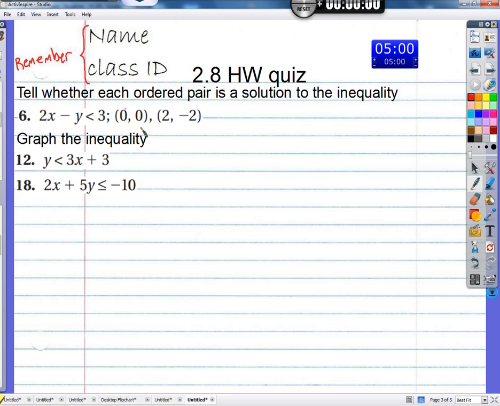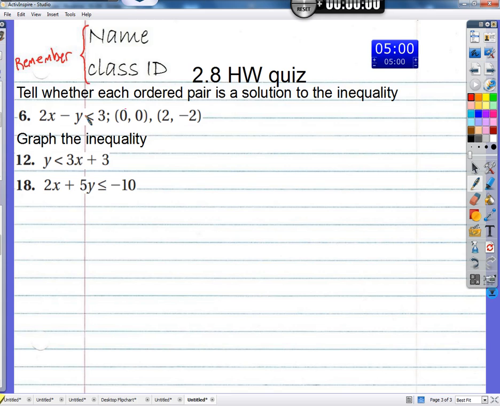If it is a solution, how do you find out? You plug in the ordered pair for x and y, and that's it. If this side is less than 3, then it's a solution, which would mean this is true. If this side were bigger than 3, this would be false. So it all comes down to, after you plug it in, determining if it's true or false, and then making a conclusion from there.